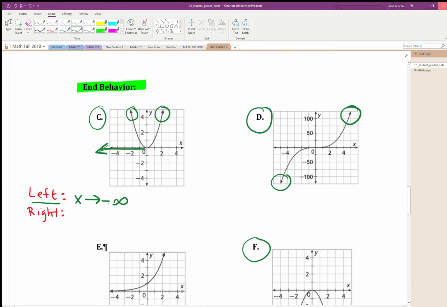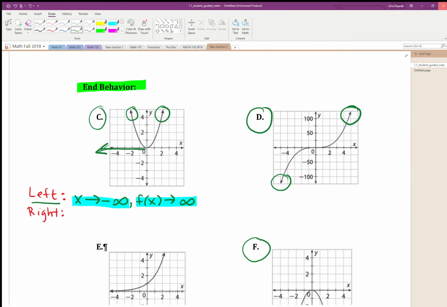So we would say as x goes to negative infinity, well, what's happening is my function is going up to positive infinity. So what we're going to call that is going to be f of x goes to positive infinity. And that right there would be how we describe our end behavior. Basically, it says as we go to the left, our function is going to go upward to positive infinity.